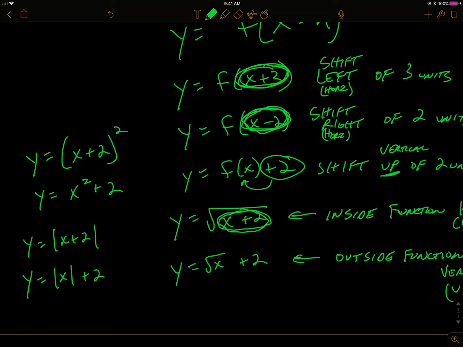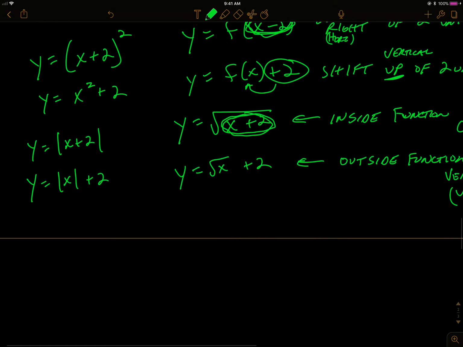We did square root, we did square. Oh, cubic. Inside the function, horizontal effect. This one is outside the function, vertical effect.